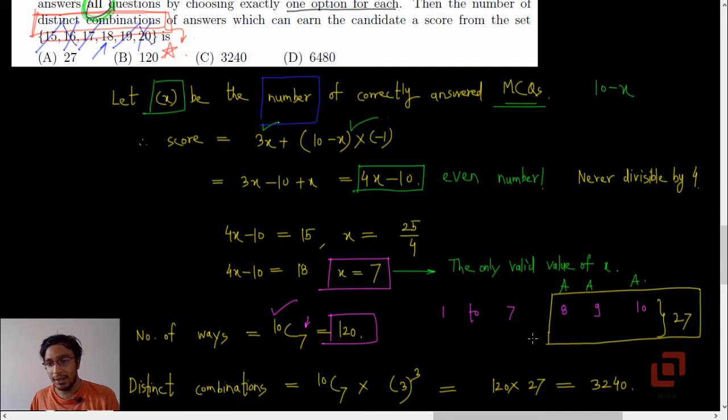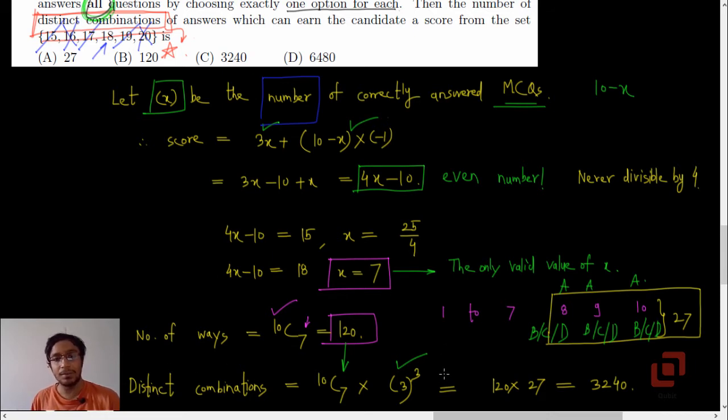That means question 8 can be B, C, D, 9 can be B, C, D, or 10 can be B, C, D. So 8 is wrong if he or she marks B or C or D. 9 is wrong if it is marked B, C or D, and same goes with 10. So now there are 3 raised to 3 distinct combinations within the incorrectly marked questions. So the number of distinct combinations is not 120, but it is actually 120 into 3 cube. So within the incorrectly marked questions there are 27 possibilities.